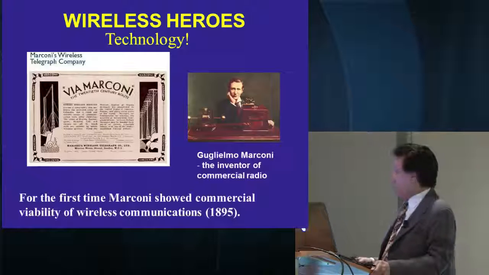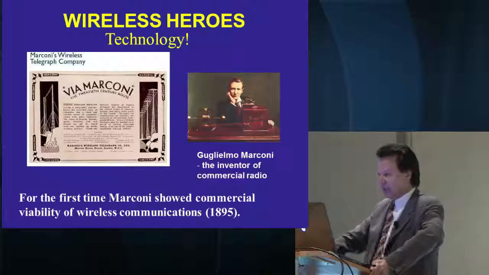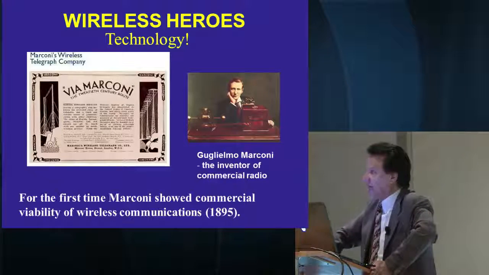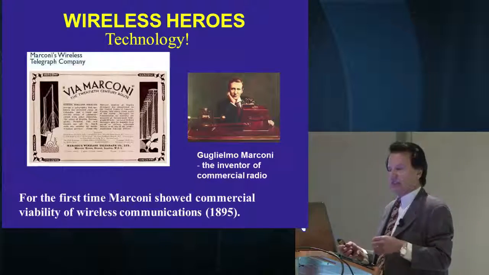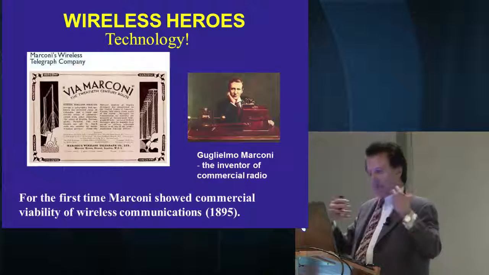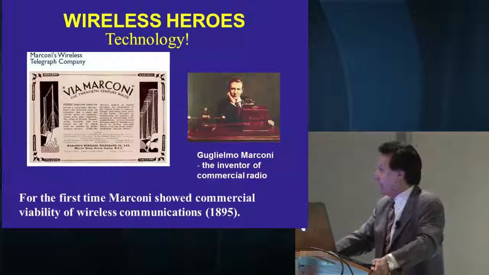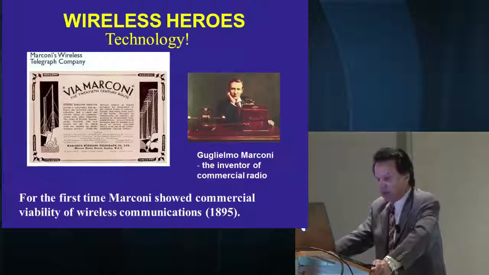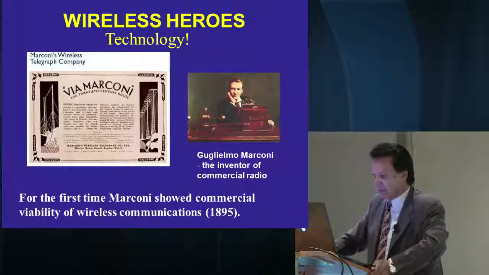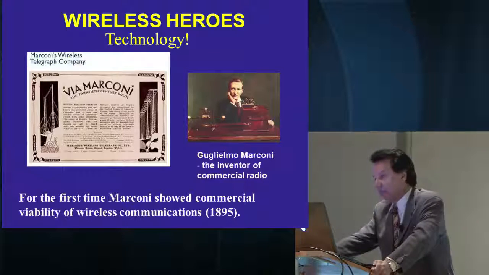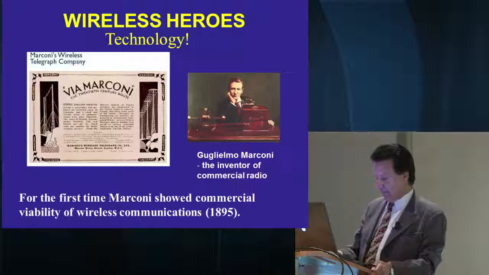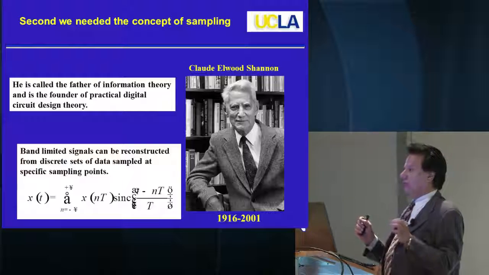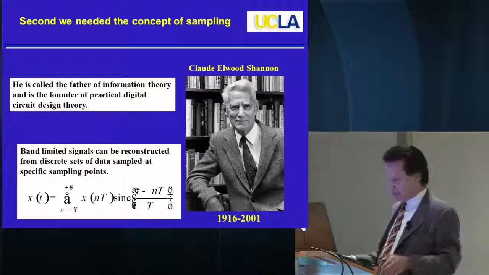Even though Maxwell worked so hard and theoretically developed them, he never experimentally demonstrated that, but Hertz was able to do that. Then it took the genius of people, in particular Marconi, to say, wow, if I can send my electromagnetic waves with such a speed, why can't I use that to convey some information if possible? And that was the dawn of wireless communication. For the first time, Marconi showed commercial viability of wireless communication in 1895. So then we needed second things to be done.